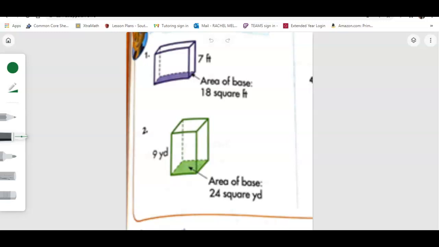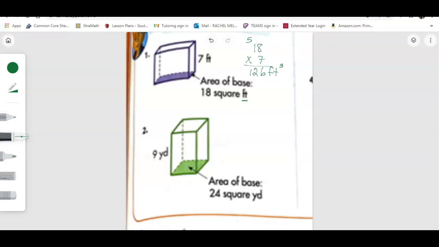And then we're going to do the same thing here. So they're telling me the area of the base. They're telling me, hey, it's 18 feet. And then they're telling me how many layers I have. So I'm going to do 18 times 7. 7 times 8 is 56. 7 times 1 is 7, plus 5 is 12. My unit of measure is feet, and it's volume, so I'm putting cubic feet.